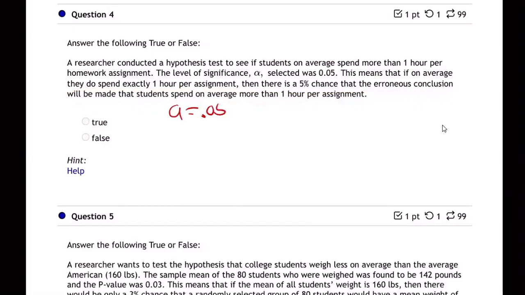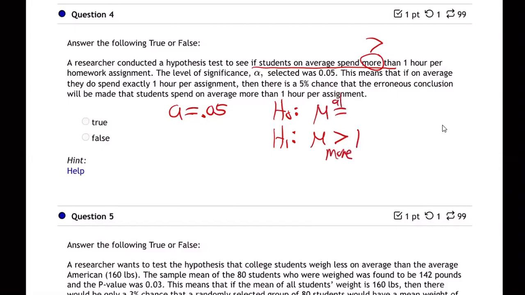So alpha 0.05. And they said the H0, H1. So what is the researcher trying to do here? It says if students spend on average more, that's greater, right? So we're going to say the average is greater than 1 hour. And remember, the H0 is always equals, and one of those two needs to be the claim. Here's the claim right here: that they spend more, greater.